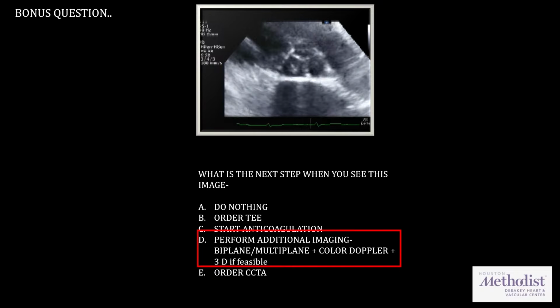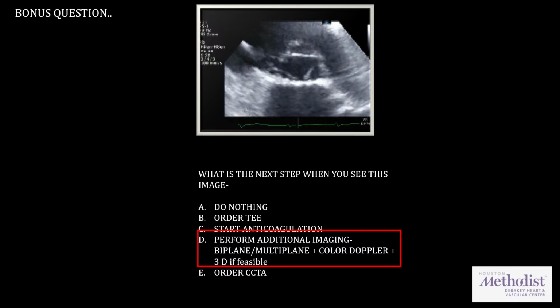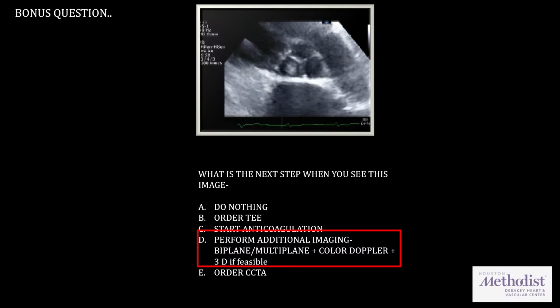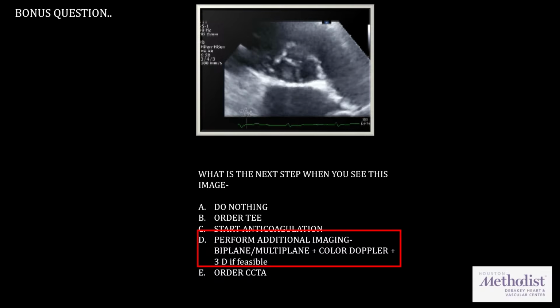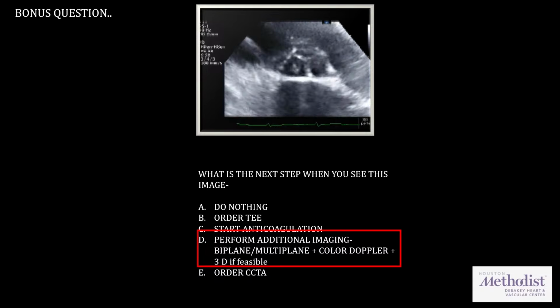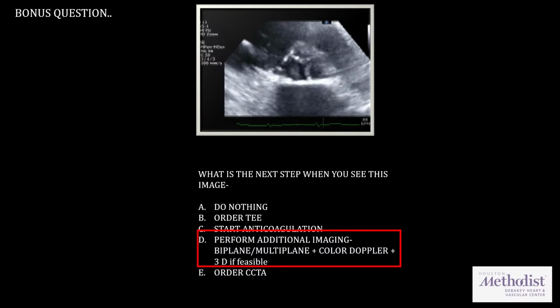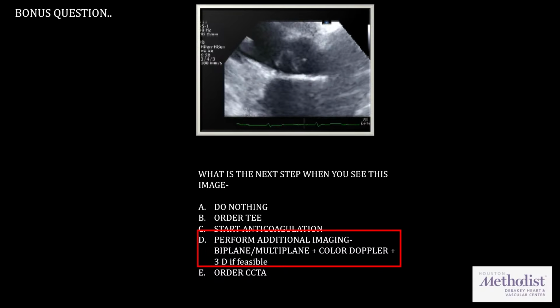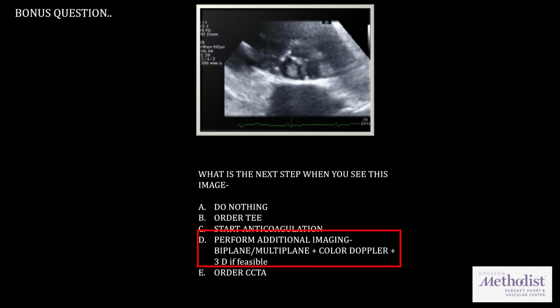So you're seeing something. I mean, you probably think maybe it's a mass on the aortic valve. Obviously, you want to be doubly sure before you come up with a diagnosis like that. Imagine a young patient, and now you're subjecting the patient to further testing. Before that, you also want to capture whatever you're seeing in multiple images. So perform additional imaging: biplane, multiplane, color Doppler, and add 3D if feasible, right?